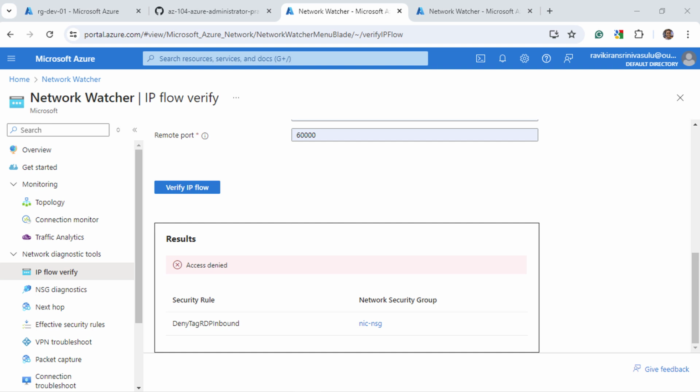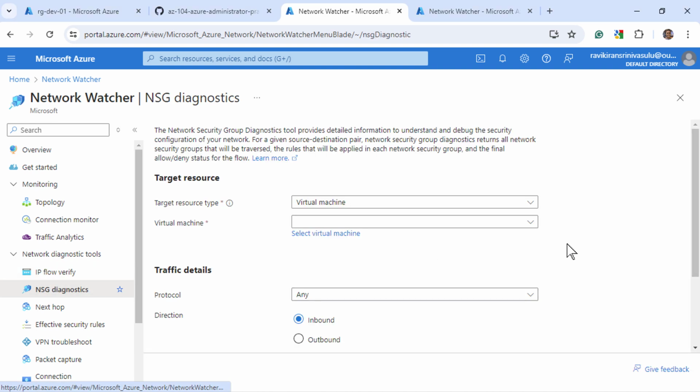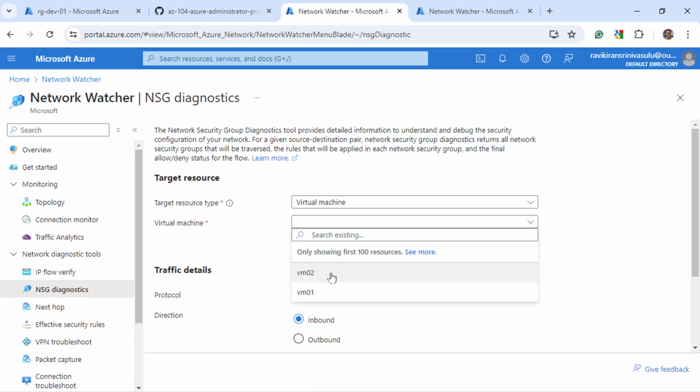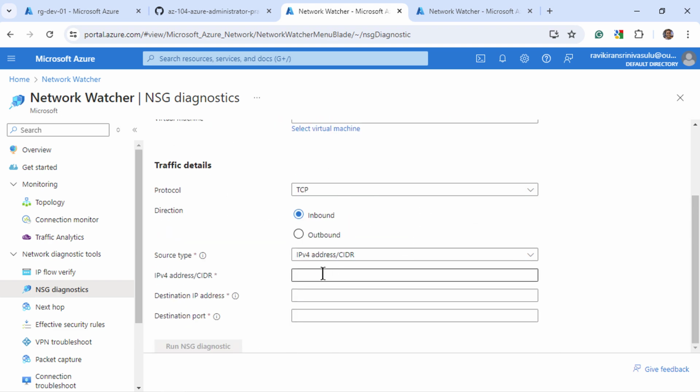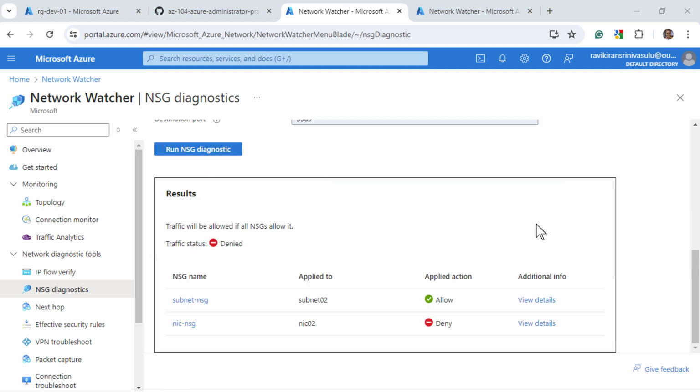What if you need to see how the packet is processed by each NSG attached to the VM? For that, you can use NSG Diagnostics. So first, let's run the test, and you should be able to easily understand what I'm trying to tell here. The target resource will again be VM02. The protocol is TCP, and since the target is VM02, it's going to be an inbound connection. The source IP is the IP of VM01, the destination IP is the IP of VM02, and the port is 3389.